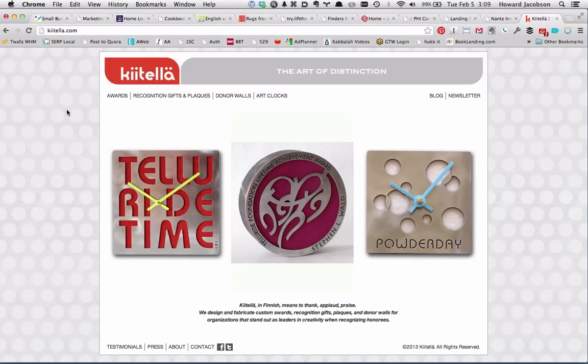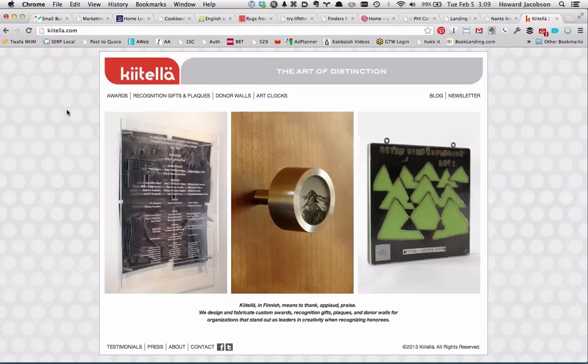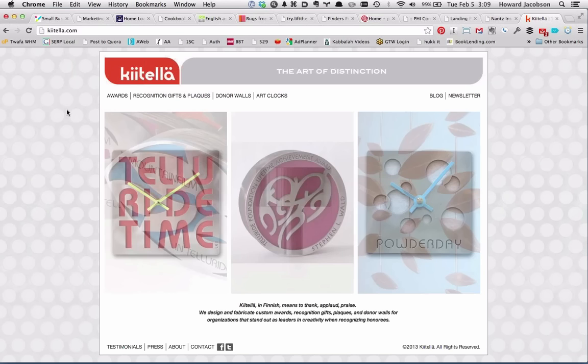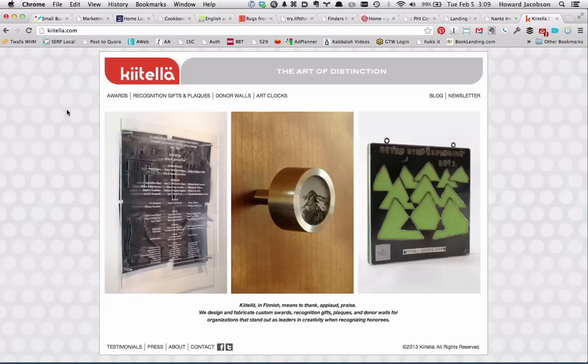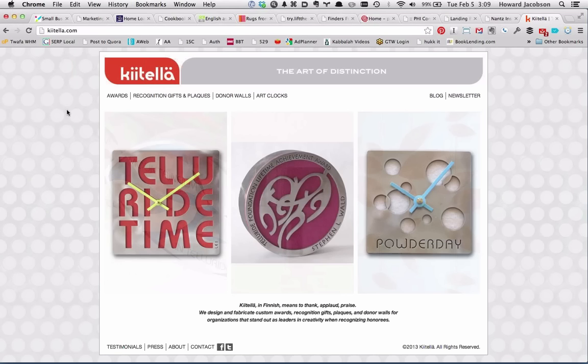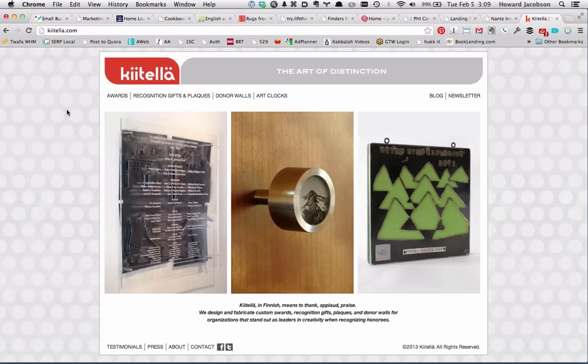Okay, so very elegant website. Kitella means to thank, applaud, praise, custom fabric, custom awards. Yes. So tell me a little bit about your business and your ideal prospect. I am one person doing everything. I work with a client to design a custom award or gift or donor wall. Then I fabricate it and deliver. So it's one person. They work with just me from start to finish.